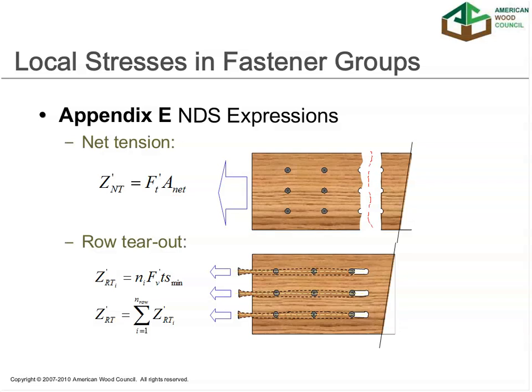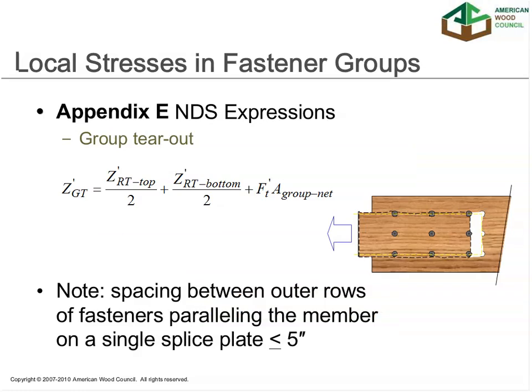The second one then deals with row tear out, and that is calculated using a horizontal shear value times the area encompassed by these fasteners along this row. The third set of equations deals then with group tear out, and it becomes more or less an interaction of the two, where you have net tension, like we calculated with the first equation, and horizontal shear along the outer extremities of this fastener group.